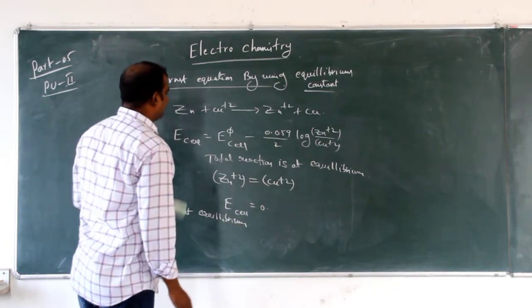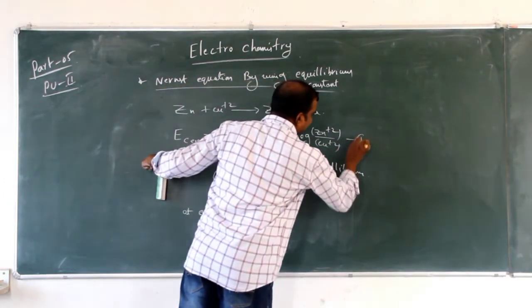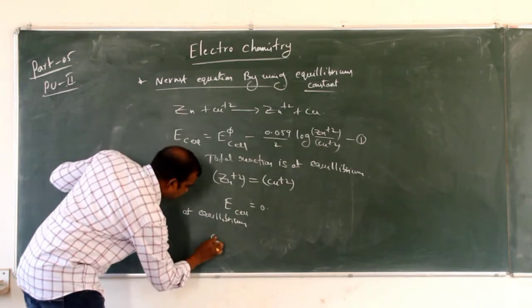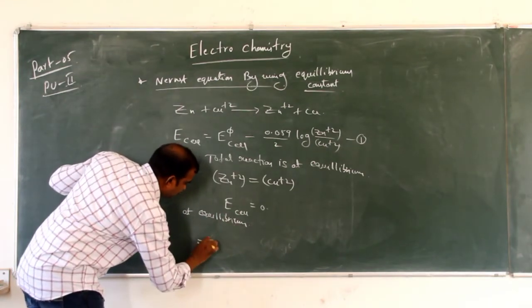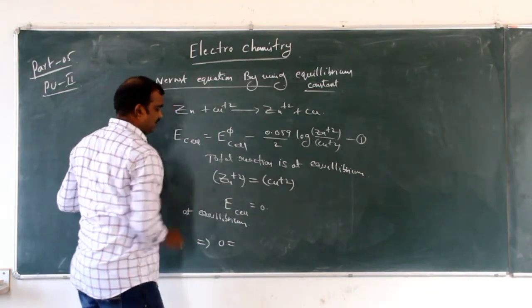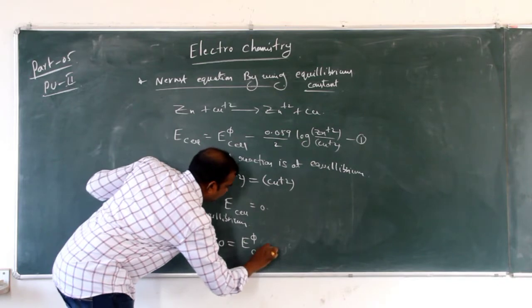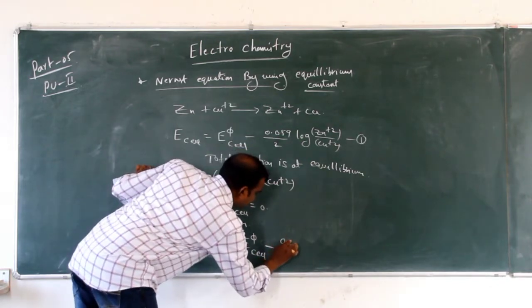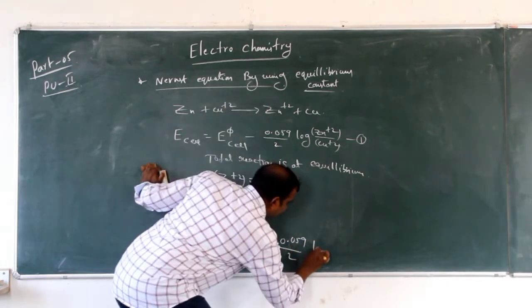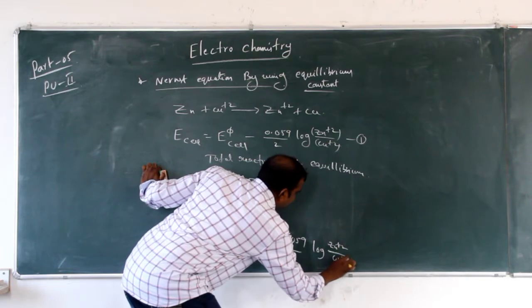Okay, write the reaction. This E cell is equal to 0. We substitute this value here. Substituting E cell equal to 0 in equation 1: 0 is equal to E naught cell minus 0.059 by 2 log of products concentration by reactant concentration.